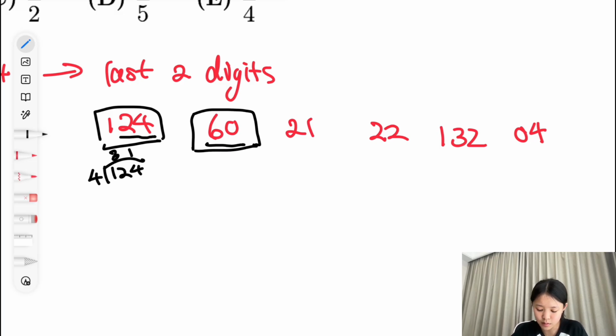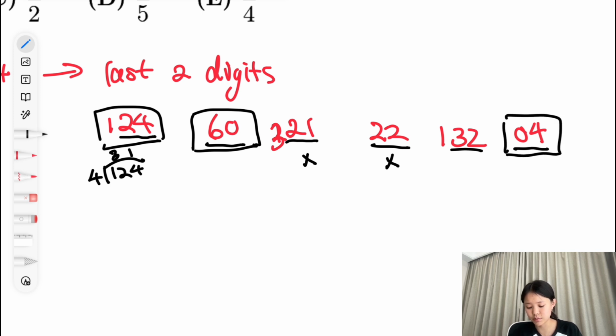21 we know is not divisible by 4. And so that means the same thing would apply for 121 or 221 or so on, as all of these numbers have 21 as their last two digits, making them not divisible by 4. 22 is the same logic, it's not divisible by 4. And 132 is, because 32 is divisible by 4. And for single digit numbers, we look at this as a whole, and that makes this divisible by 4 as well.